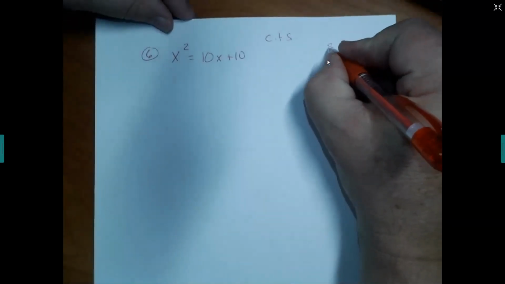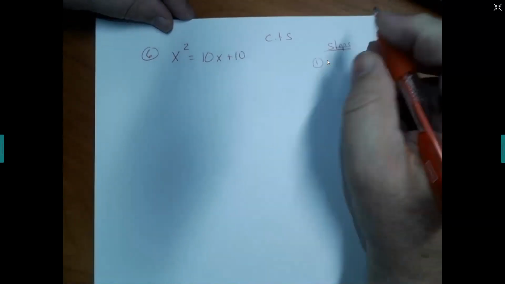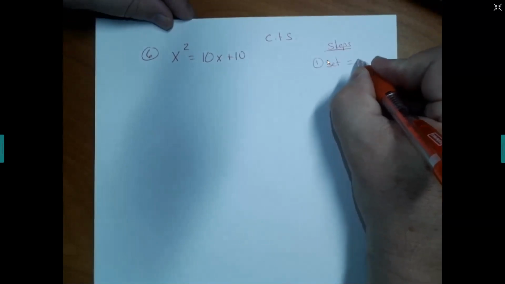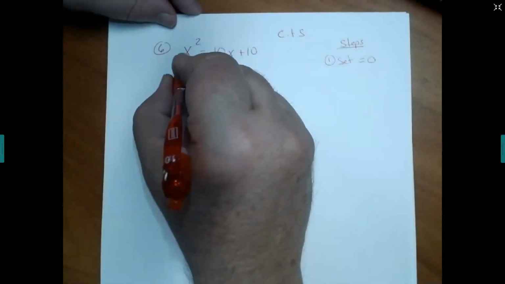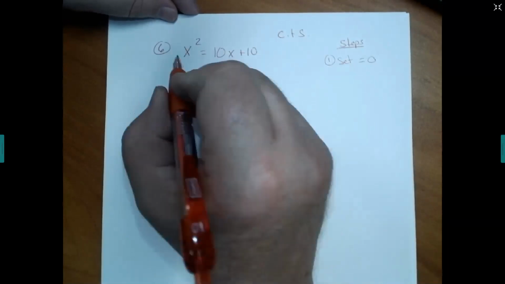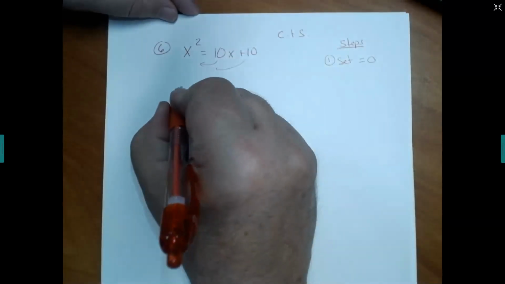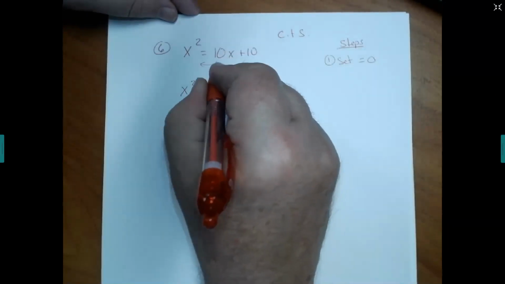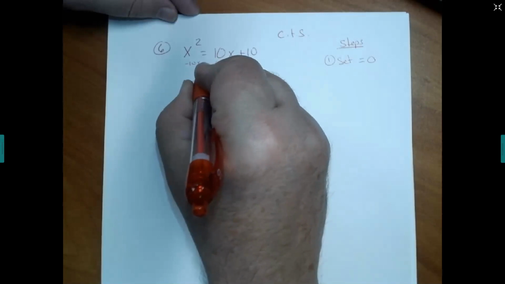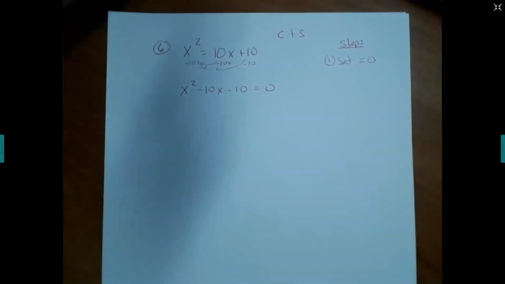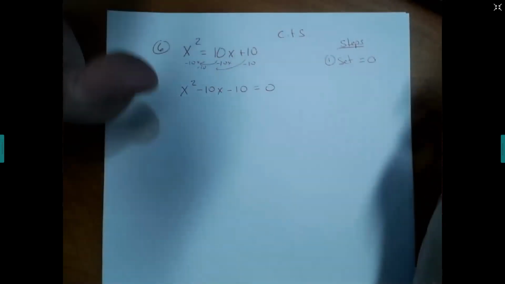Here are the steps for completing the square. First step, make sure that the equation is set equal to 0. So the leading term always has to be positive, so leave that one there. Move everything else to the other side. X squared, I subtract 10x from both sides. And I subtract 10 from both sides. Make it equal 0. You do this because you make sure that it is a quadratic equation and it's all structured.